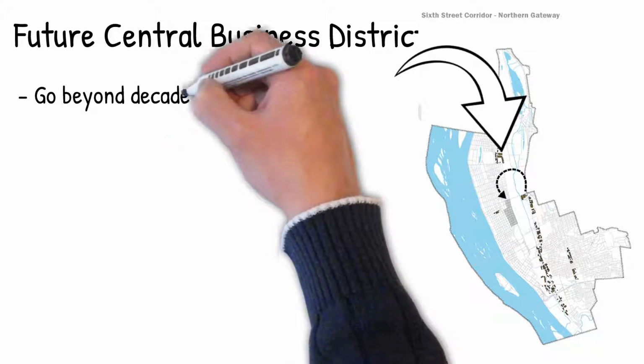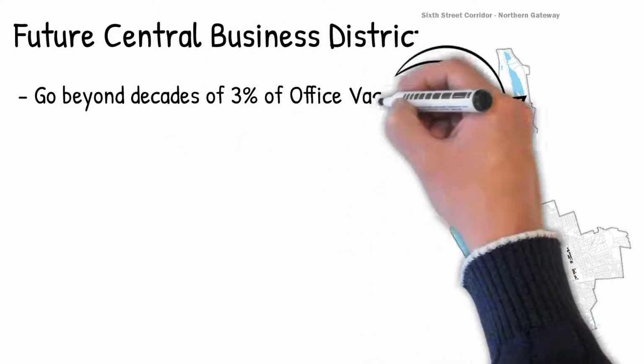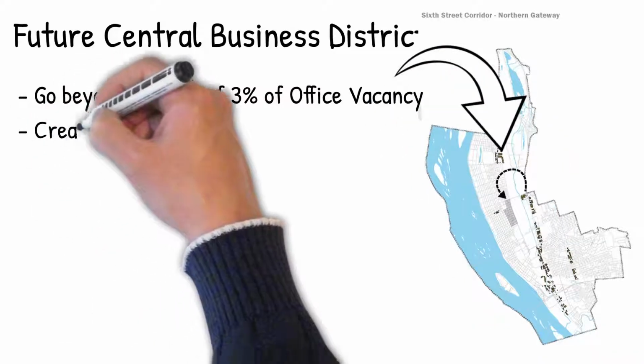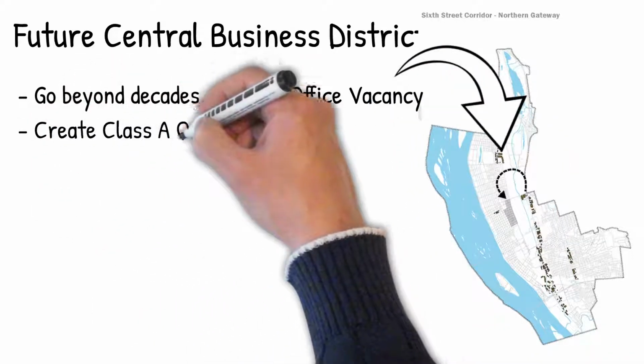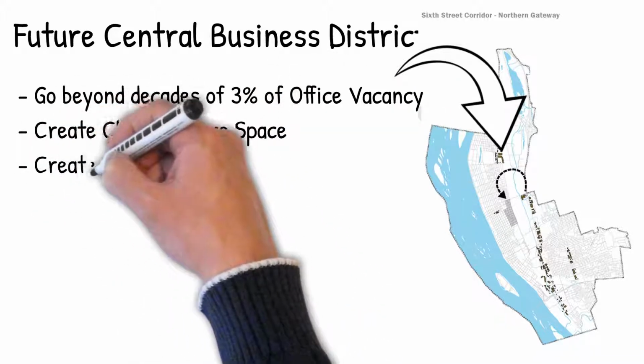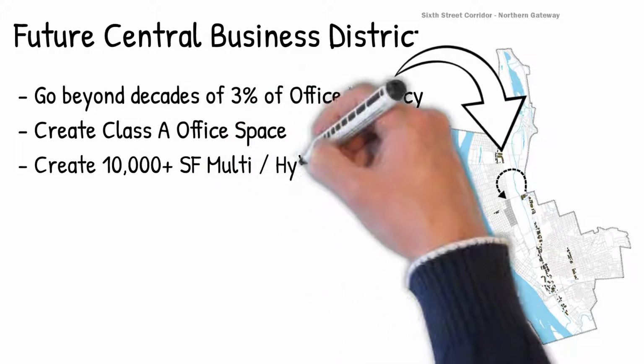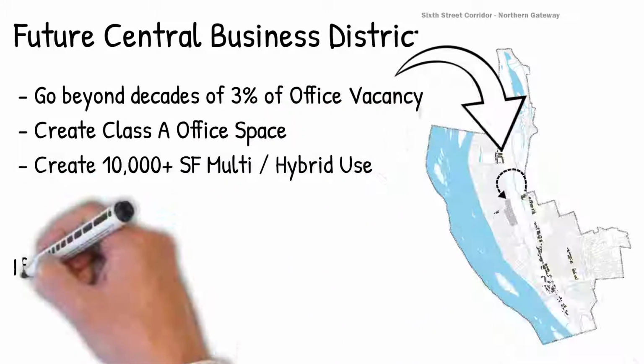So we go beyond the decades of 3% office vacancy. That's one of the issues we are trying to deal with. We need more offices, and particularly we need more Class A office space. So that's really important to understand. And we were also creating 10,000 square feet of multi-hybrid business space that's coming in. It's going to have some change-out in the ability to do that.